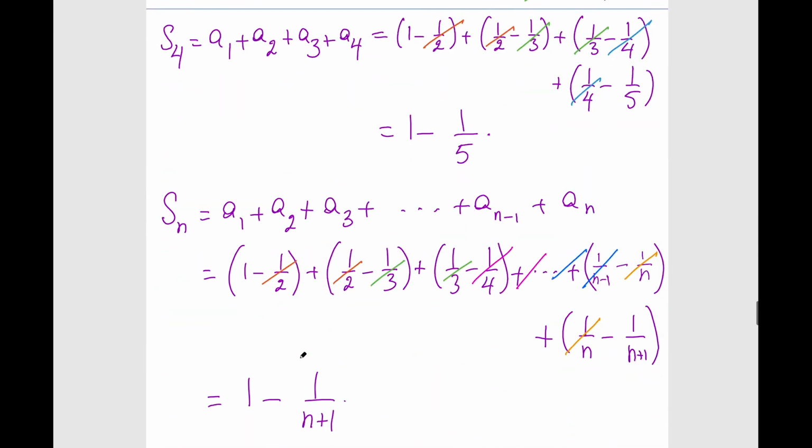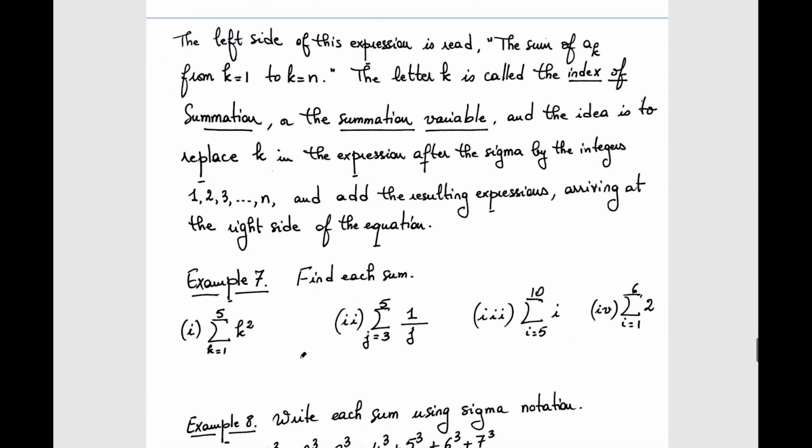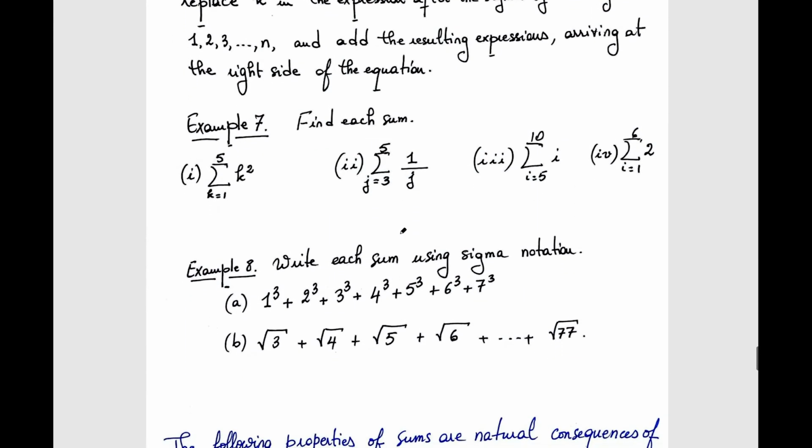All right, let's keep going. The left side of this expression is read as the sum of A_k from k equals 1 to k equals n. The letter k is called the index of the summation, or the summation variable, and the idea is to replace k in the expression after the sigma by the integers 1 through n, and add the resulting expressions, arriving at the right-hand side of the equation. Okay, so this is the discussion we just made above. The sigma notation is simply a compact way to represent a sum. Okay, so just think about it as a compact way to represent a sum.